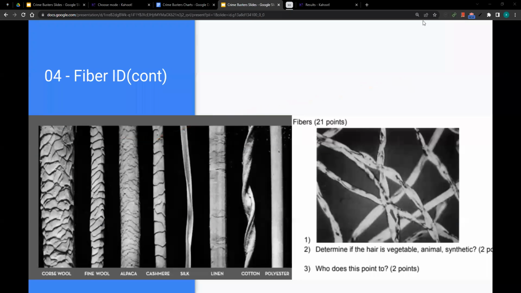So here is a quick example. Say that at a crime scene, you found this fiber lying around, and under a microscope, you see that it looks like this. Given this, can you try to identify what type of fiber this is?